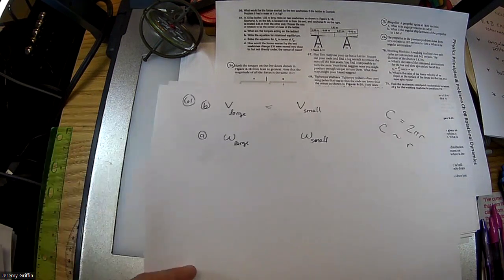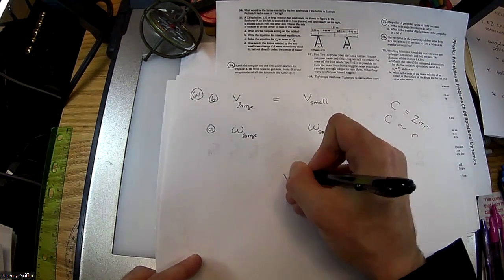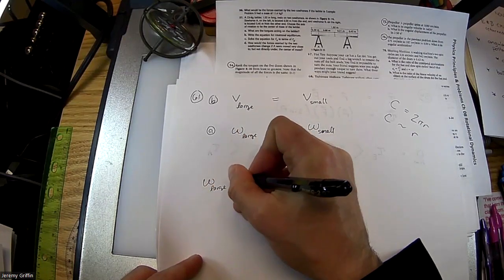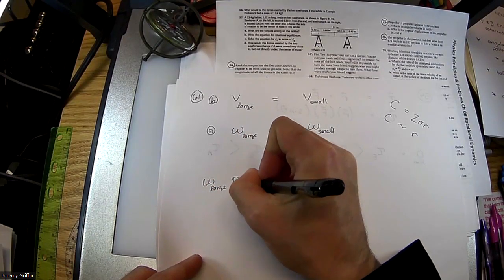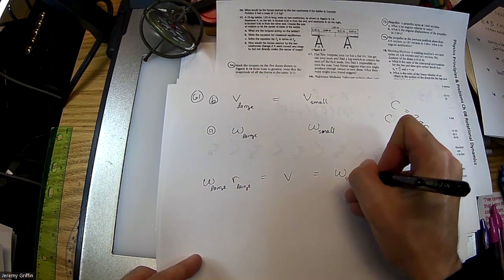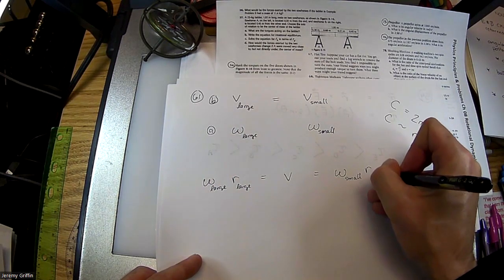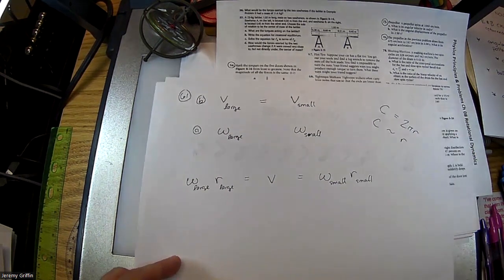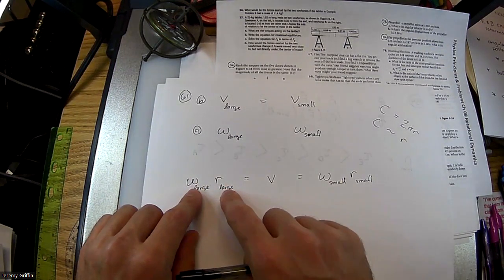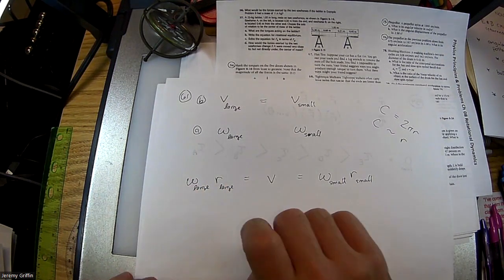Let's do it like this. If v is the same for both, that's equal to omega large times r large, which is also equal to omega small times r small. Omega and r have an inverse relationship with each other. If one goes up, the other goes down.